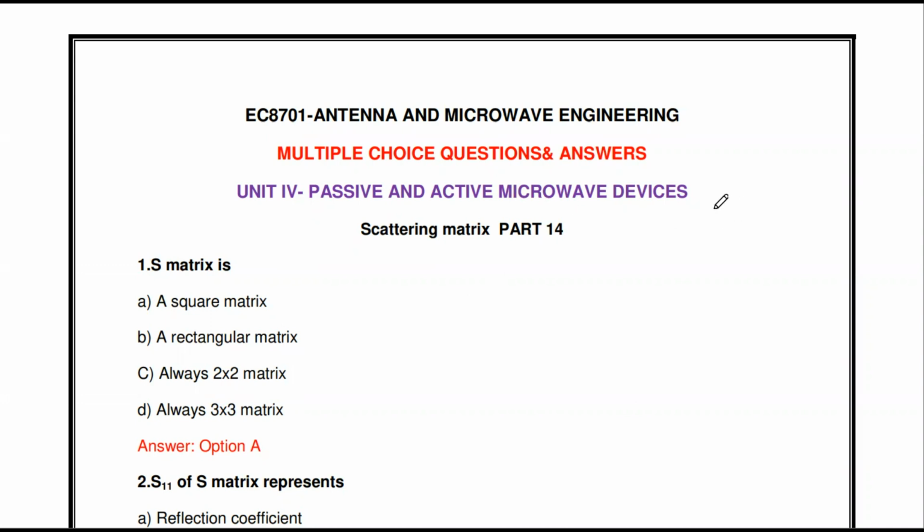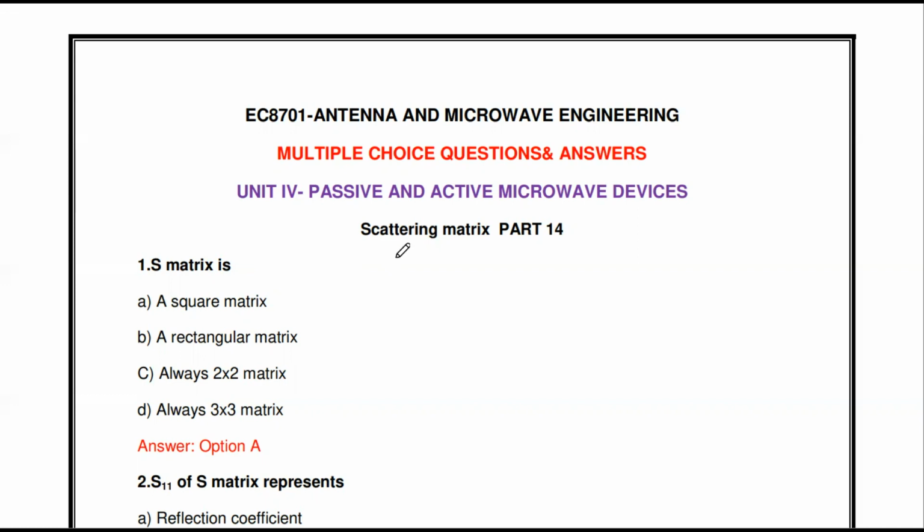Today we are going to discuss the objective type questions from Unit 4, passive and active microwave devices. In that, the first thing we are going to see is the scattering matrix. This video is completely objective type questions on the S matrix and its properties and the general transmission line. So the first question, S matrix, four choices are given.